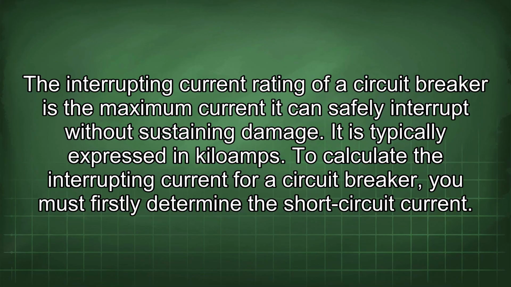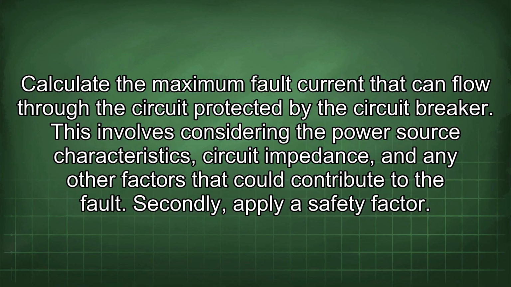The interrupting current rating of a circuit breaker is the maximum current it can safely interrupt without sustaining damage. It is typically expressed in kiloamps. To calculate the interrupting current for a circuit breaker, you must firstly determine the short circuit current. Calculate the maximum fault current that can flow through the circuit protected by the circuit breaker. This involves considering the power source characteristics, circuit impedance, and any other factors that could contribute to the fault.